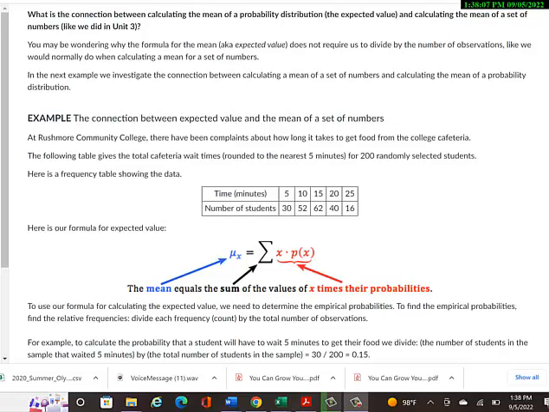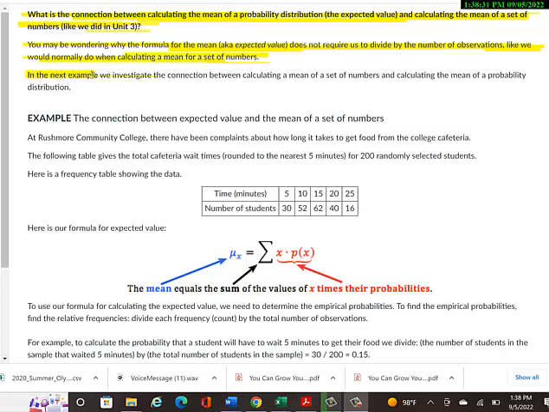A curious person might ask themselves, what is the connection between calculating the mean of a probability distribution, the expected value in other words, and calculating the mean of a set of numbers like we did in Unit 3? You may be wondering why the formula for the mean, aka the expected value, does not require us to divide by the number of observations, like we would normally do when calculating a mean for a set of numbers.